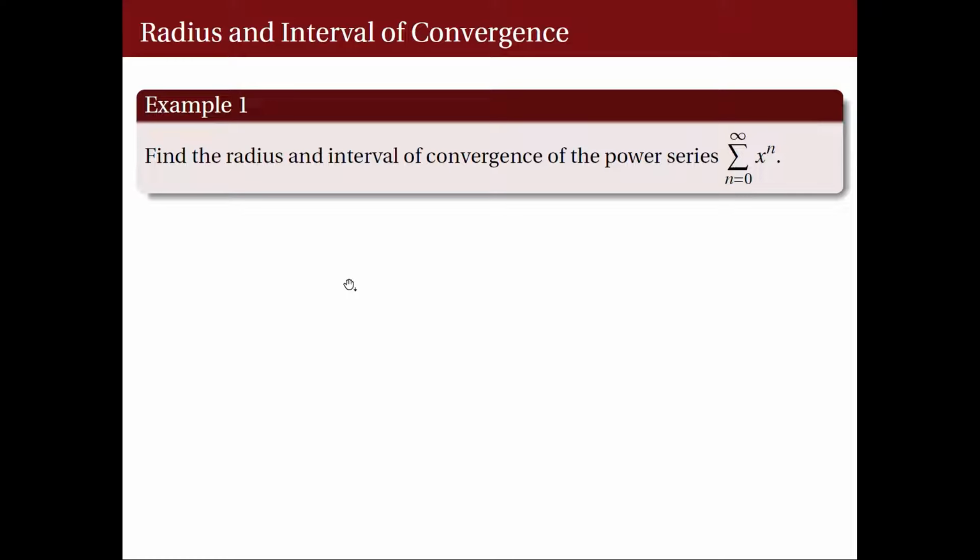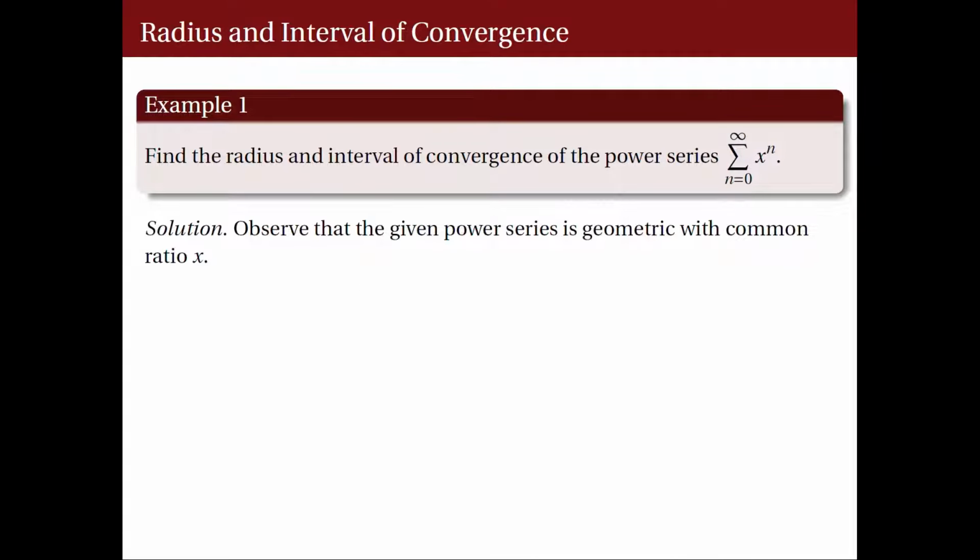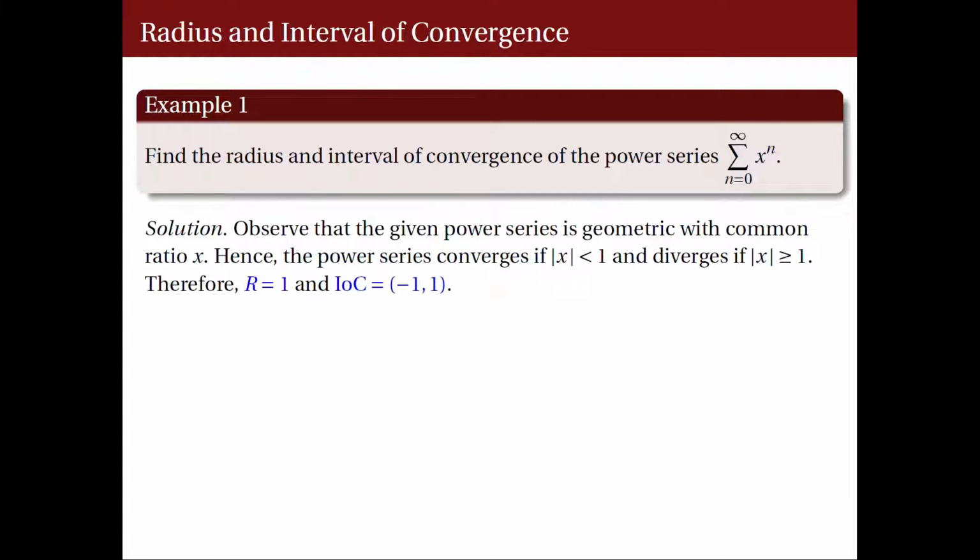Here are some exercises on finding the radius and interval of convergence of a power series. For our first example, we will consider the power series, the sum of x to the n, n equals 0 to positive infinity. We already observed that this given power series is a geometric series with common ratio x, and hence, the power series converges if absolute value of x is less than 1 and diverges if absolute value of x is greater than or equal to 1. Therefore, the radius is equal to 1 and IOC is the open interval -1 to 1.